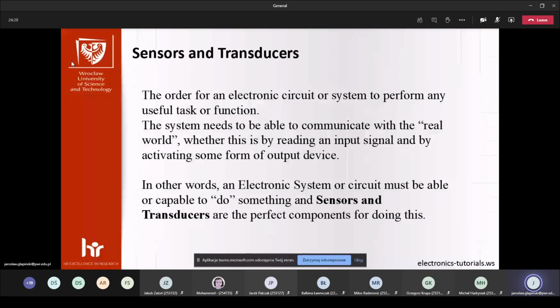As it is written here, in other words, the electronic system or the circuit must be capable of doing something. And the sensor and transducers are the part of the system that can perform this function. Sensors and transducers are the elements that can connect the environment to our electronic system.